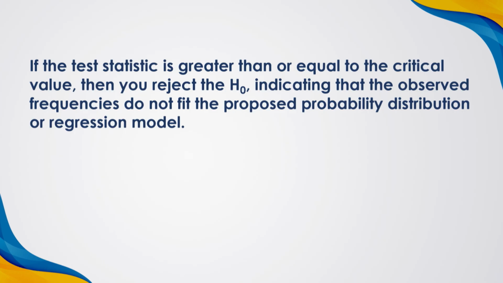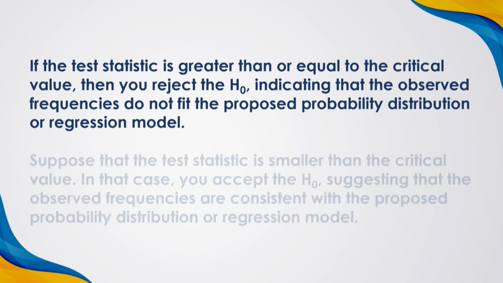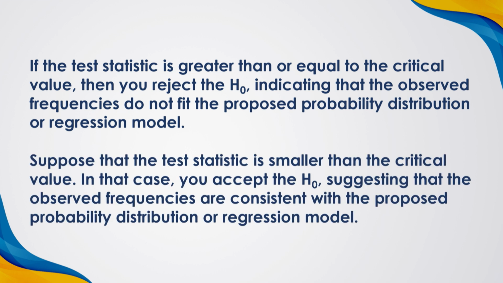If your test statistic is greater than or equal to the critical value, then you can reject your H0, indicating that the observed frequencies do not fit the proposed probability distribution or regression model. Suppose the test statistic is smaller than the critical value, then you can accept the H0, suggesting that the observed frequencies are consistent with the proposed probability distribution or regression model.